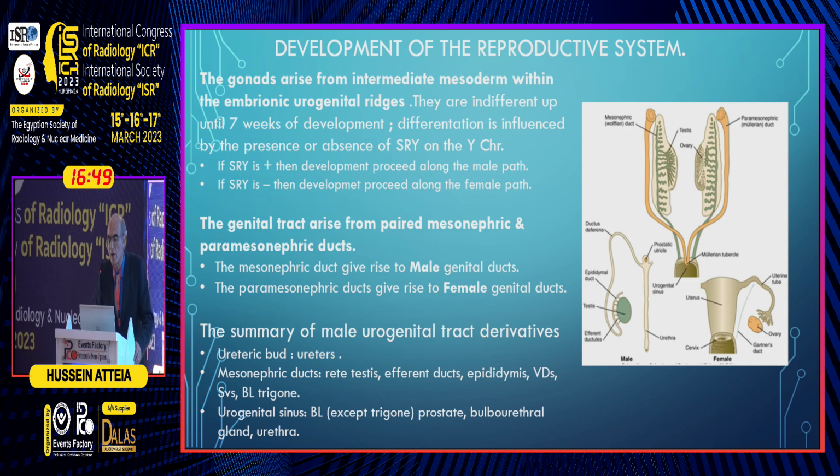Now, the genital tract arises by paired mesonephric and paramesonephric ducts, right and left. The mesonephric duct gives rise to the male genital tract. The paramesonephric duct gives rise to the female genital tract. The summary of male urogenital tract derivatives: the ureteric bud forms the ureters. The mesonephric duct forms the rete testis, the efferent ducts, the epididymis, vas deferens, seminal vesicles, and the bladder trigone, not all the bladder, just the trigone. The urogenital sinus forms the bladder except the trigone, the prostate, the bulbourethral gland, and the urethra.